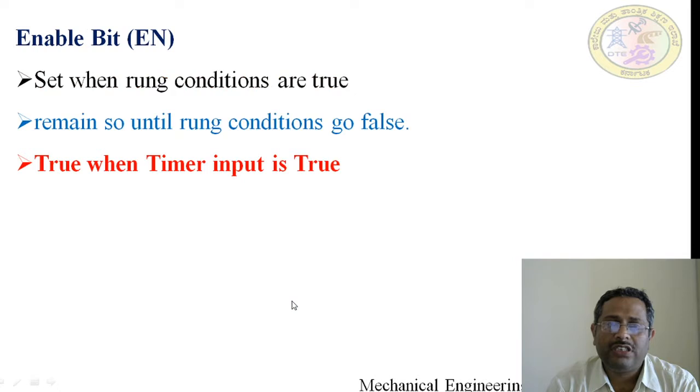Next we will see the instruction bits. The first instruction bit is the enable bit, represented by EN. It will be set when the run conditions are true. The enable bit will always be set when the run conditions are true, and it remains set until the run condition goes false. It is true when the timer input is true. Another condition is that it will be true when the input is true.